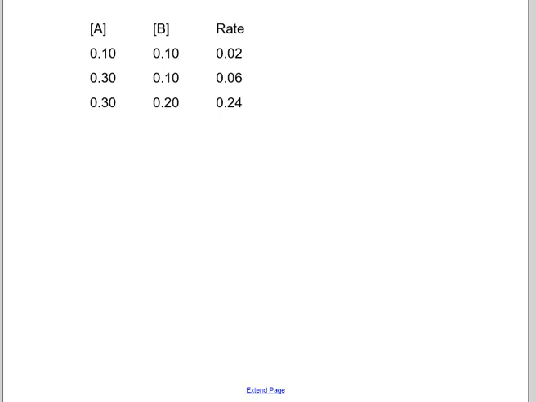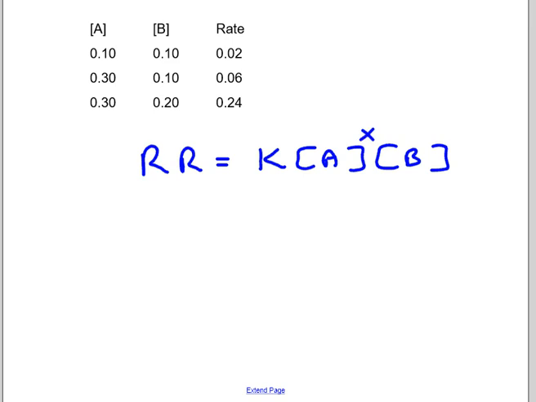Now that we've seen the steps, I'm going to do one more example with you. Here's a set of experimental data for a reaction between 2 reactants, A and B. I'm going to start by writing the general rate law for the equation. I know I have 2 reactants, and I know that they're going to have orders. I'm going to call them X and Y. Now I'm going to do comparisons.